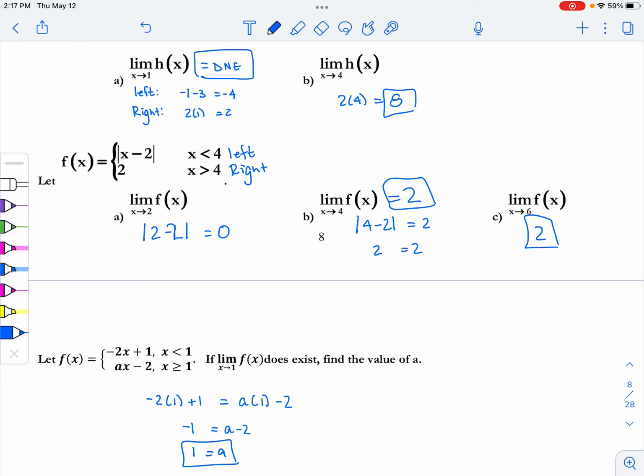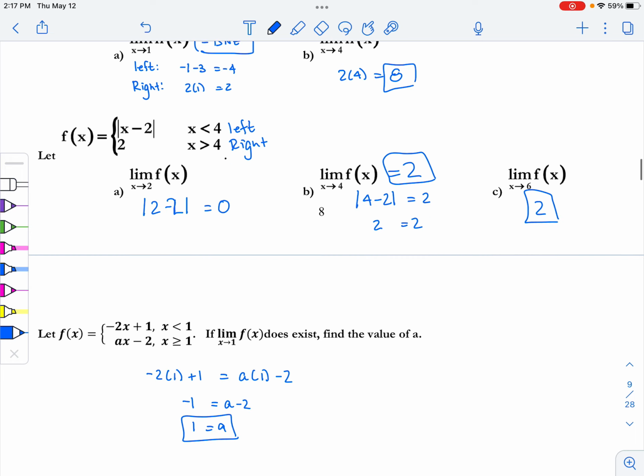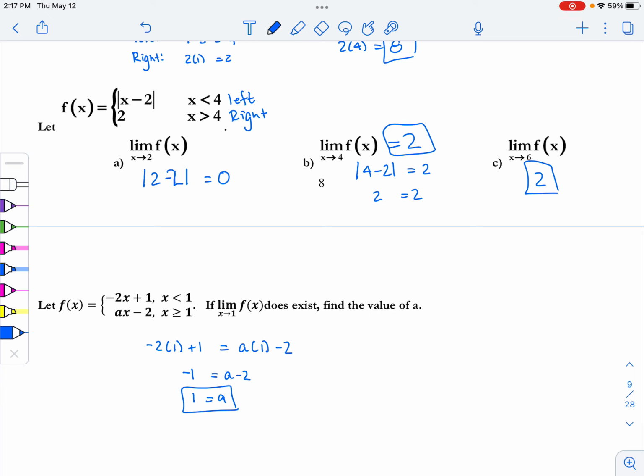Part B, at 4, your left side ends up at 2. Your bottom, there's no x to plug into because it is a horizontal line. So no matter what x value you use, the y value will always be 2. They are the same, so the limit exists at a value of 2. And part C, as x goes towards 6, that's your bottom equation. Your y value will always be 2, again, because it's a horizontal line.